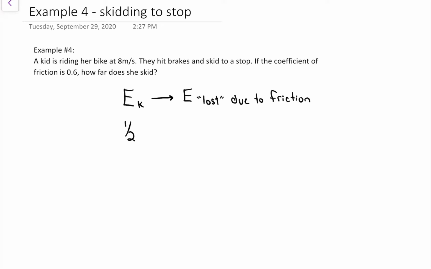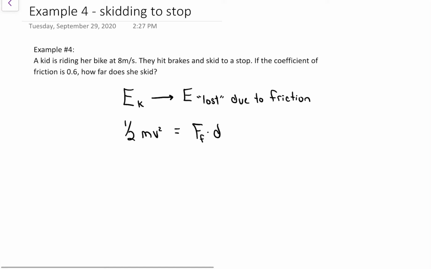Kinetic energy is always 1/2 mv squared. If we're talking about the energy due to a particular force, we can say that energy, which is the same as work, is force times displacement. Since we're talking about the energy due to friction in this case, we can say that it's the force of friction multiplied by displacement.